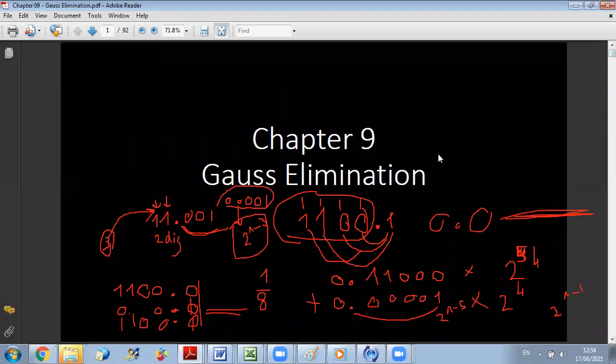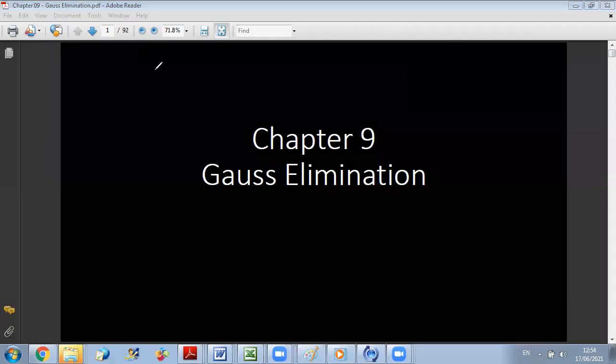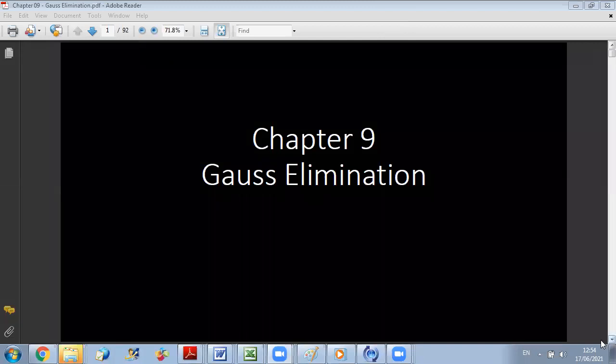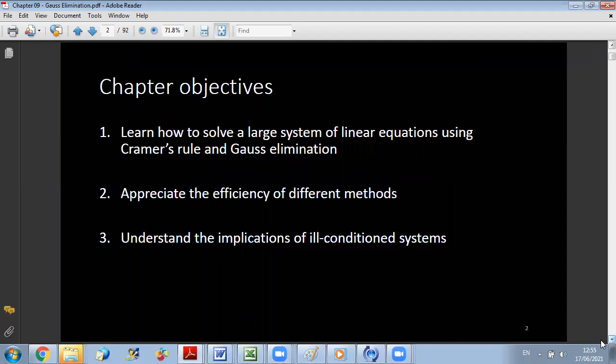So this chapter is called Gauss elimination. It's a technique used to solve a system of linear equations. And you will see that it's a very important chapter because we will use it in many other chapters. Our purpose is to develop techniques to solve a system of equations, a linear system of equations.